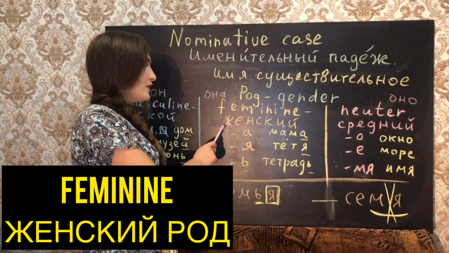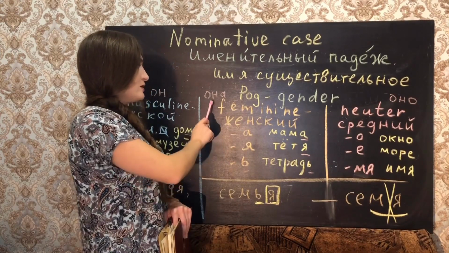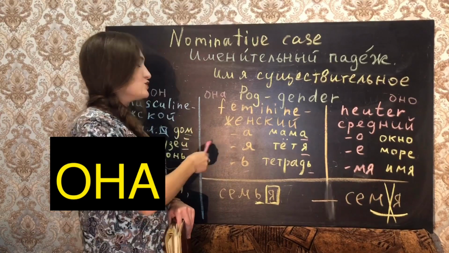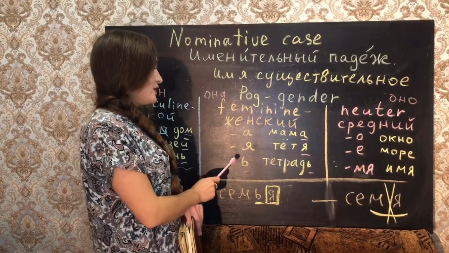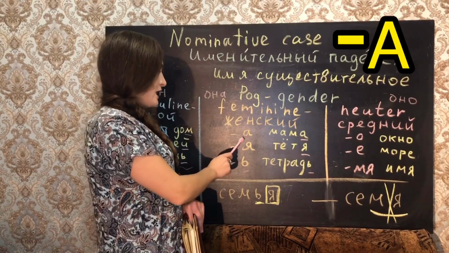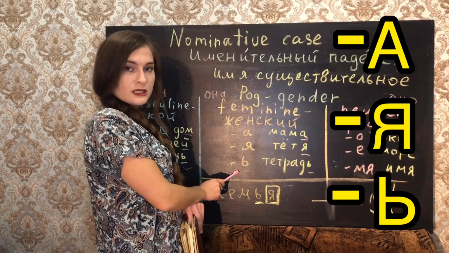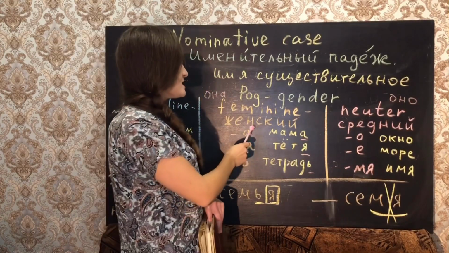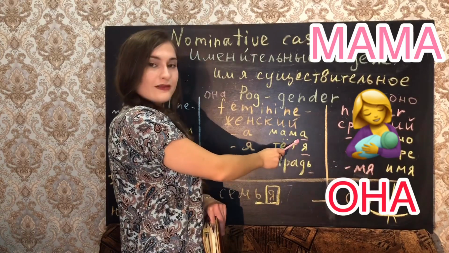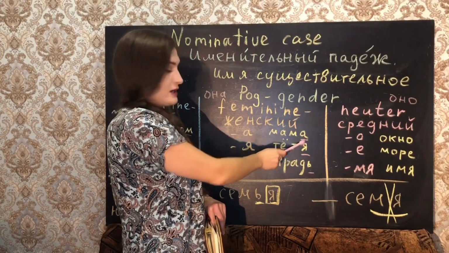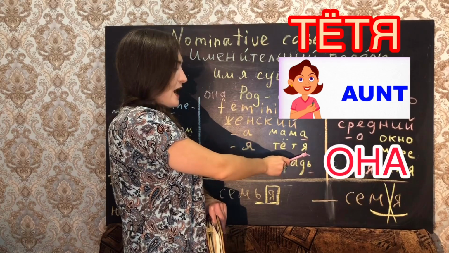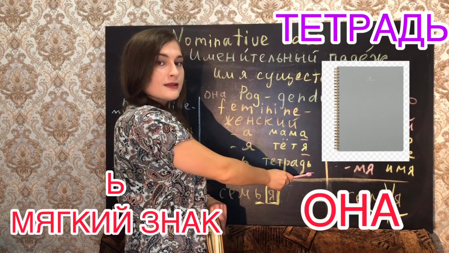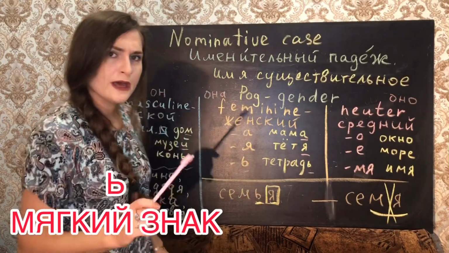Feminine, женский род. The personal pronoun she, она, can help us to define it, to understand it. So, if the word has а, я, or the soft sign, it is feminine. Женский род. Мама, она, а, мама. Тетя, она, я, тетя. Тетрадь, the soft sign, мягкий знак. Она, тетрадь. So what do we have here?